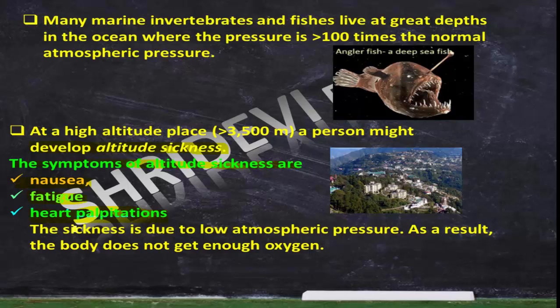ಯಾಕೆ ಹಿಂಗಾಗ್ತದಂದರೆ the sickness is due to low atmospheric pressure. As you move to the higher altitude, the atmospheric pressure decreases. As a result, the body does not get enough oxygen. ಮೇಲೆ ಹೋದಂಗೆ ಆಕ್ಸಿಜನ್ನದ್ದು ಕಾನ್ಸಂಟ್ರೇಷನ್ ಅಟ್ಮಾಸ್ಫಿಯರ್ ಒಳಗೆ ಕಡಿಮೆ ಆಗ್ತದೆ. ಬಾಡಿಗೆ ಸಫಿಷಿಯೆಂಟ್ ಆಕ್ಸಿಜನ್ ಸಪ್ಲೈ ಆಗದೇ ಇದ್ದಾಗ ಈ ಥರದ ಸಿಂಪ್ಟಮ್ಗಳು ಡೆವಲಪ್ ಆಗಲಿಕ್ಕೆ ಸ್ಟಾರ್ಟ್ ಆಗ್ತವೆ.